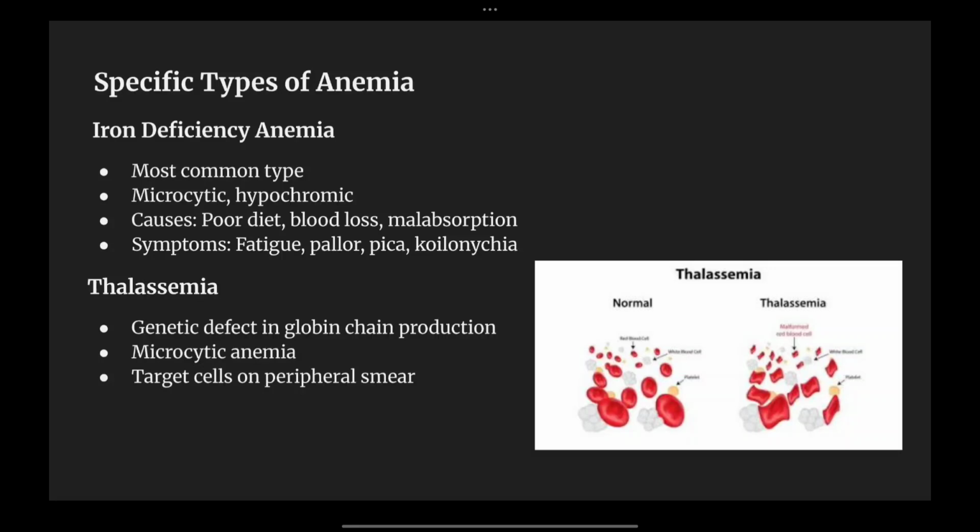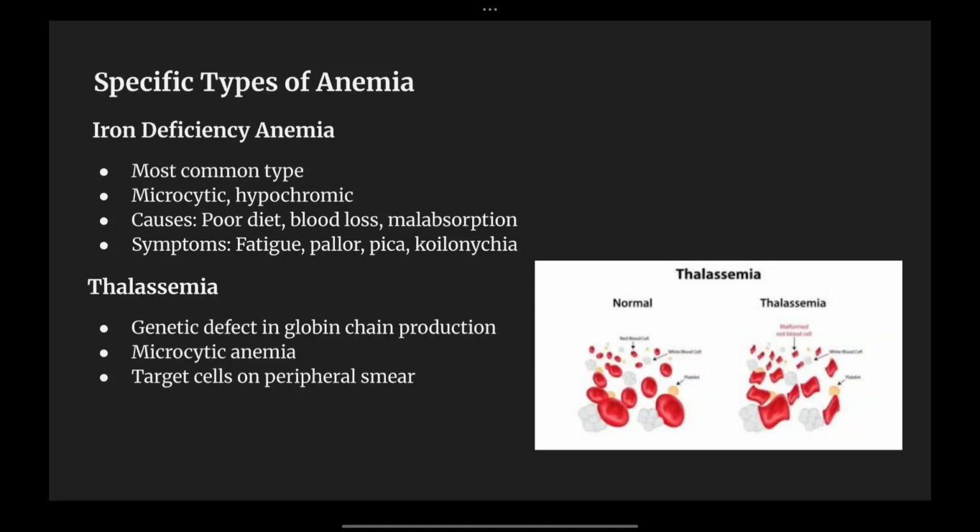Now we'll see iron deficiency anemia. As the name says, iron deficiency, there is poor diet, there is no proper intake of iron content into your body, that will lead to iron deficiency anemia. It's the most common type of anemia, and this anemia is usually microcytic because there is less iron content inside the body.